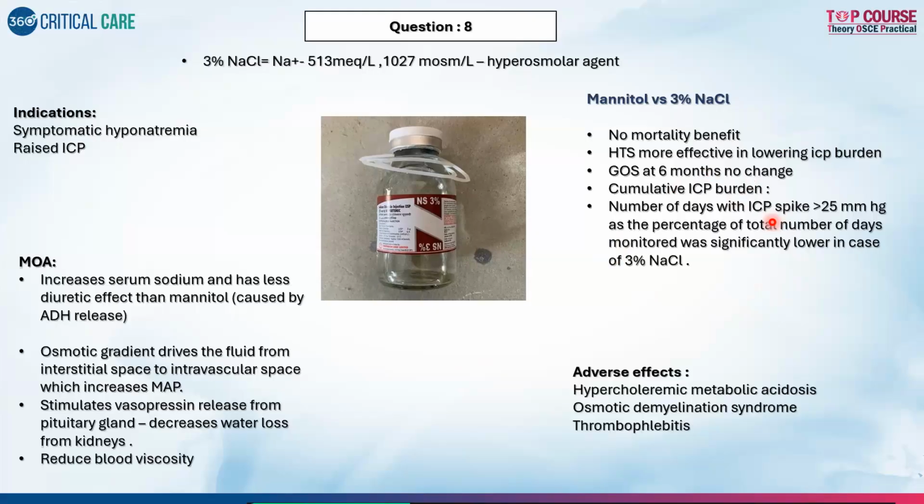However, hypertonic saline has been found to be more effective in reducing the ICP burden, even though there was no change of the Glasgow outcome score at 6 months in either of the two. While talking about these two, one also needs to know about the reflection coefficient, which is 0.9 for mannitol and 1 for hypertonic saline, because of which it is said to be slightly better compared to that of mannitol. However, no significant difference has been found in most of the studies. Okay, and also please read about osmotic demyelination syndrome in case of overcorrection of the sodium.